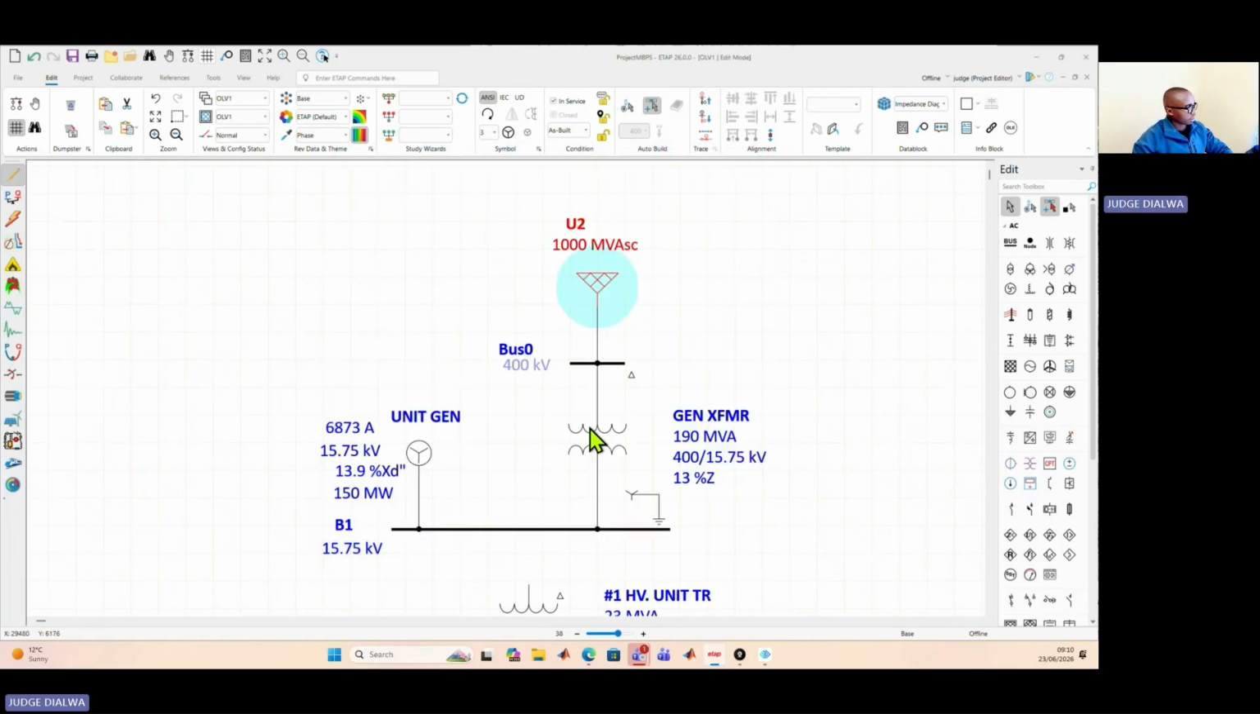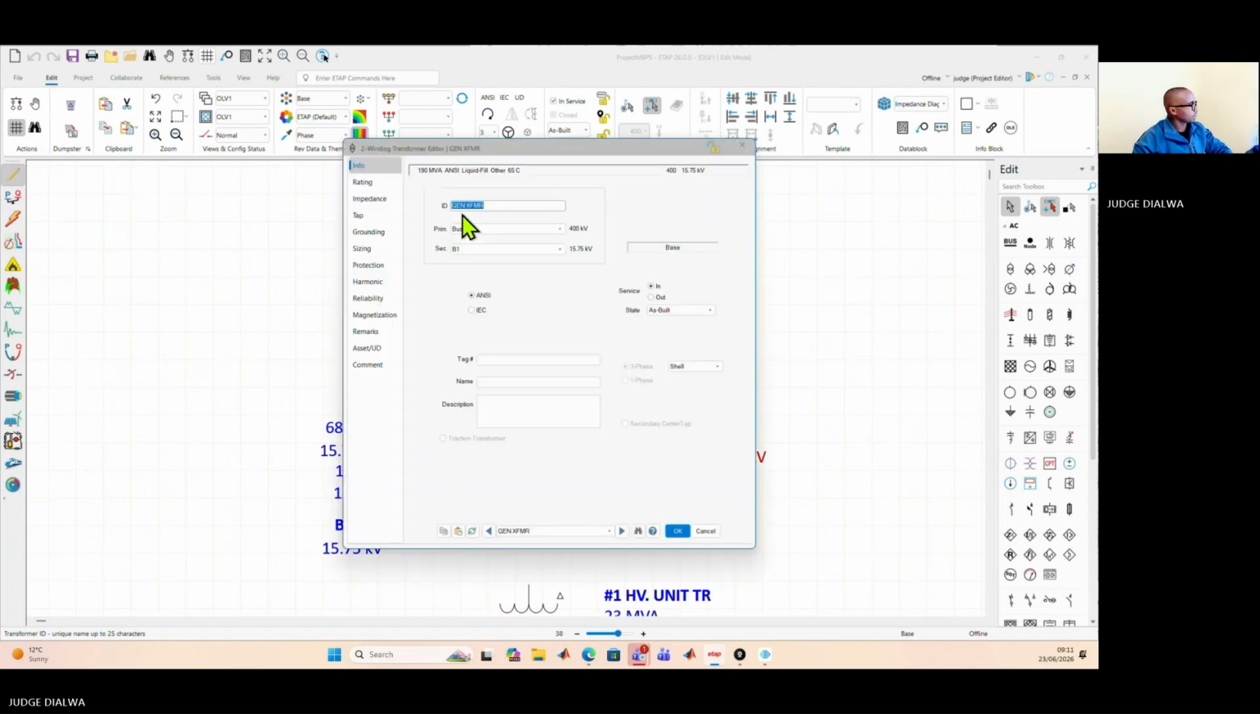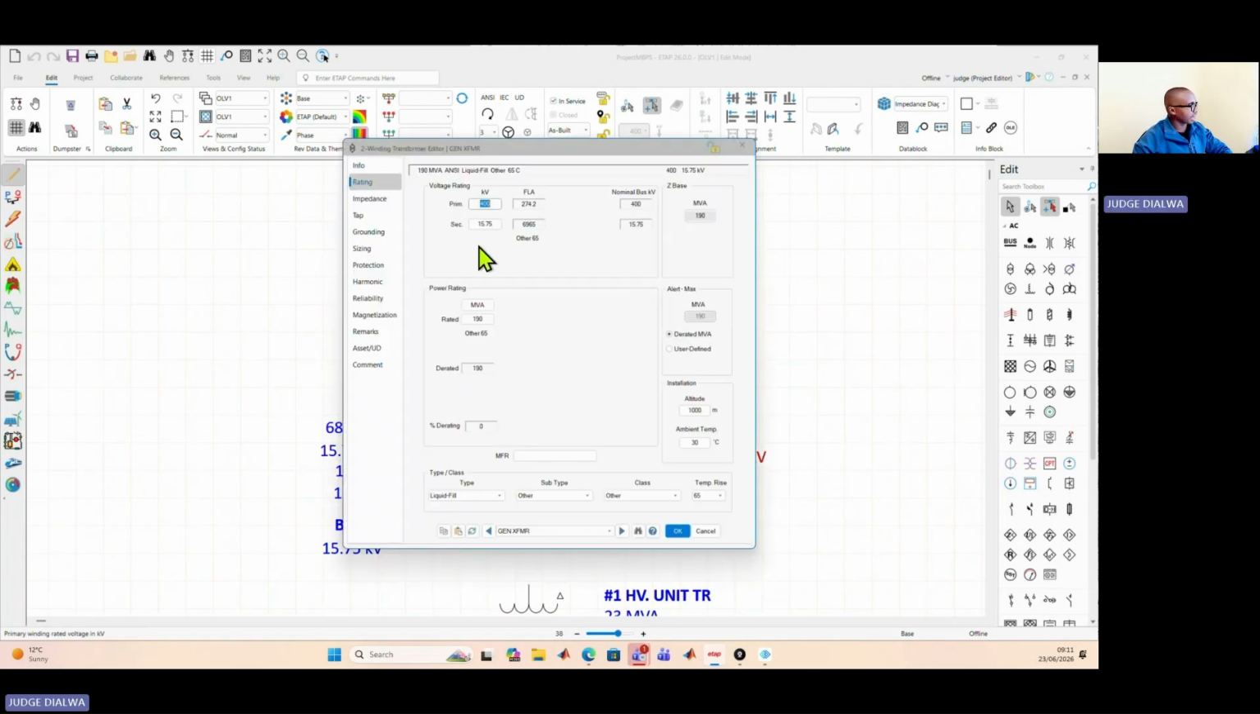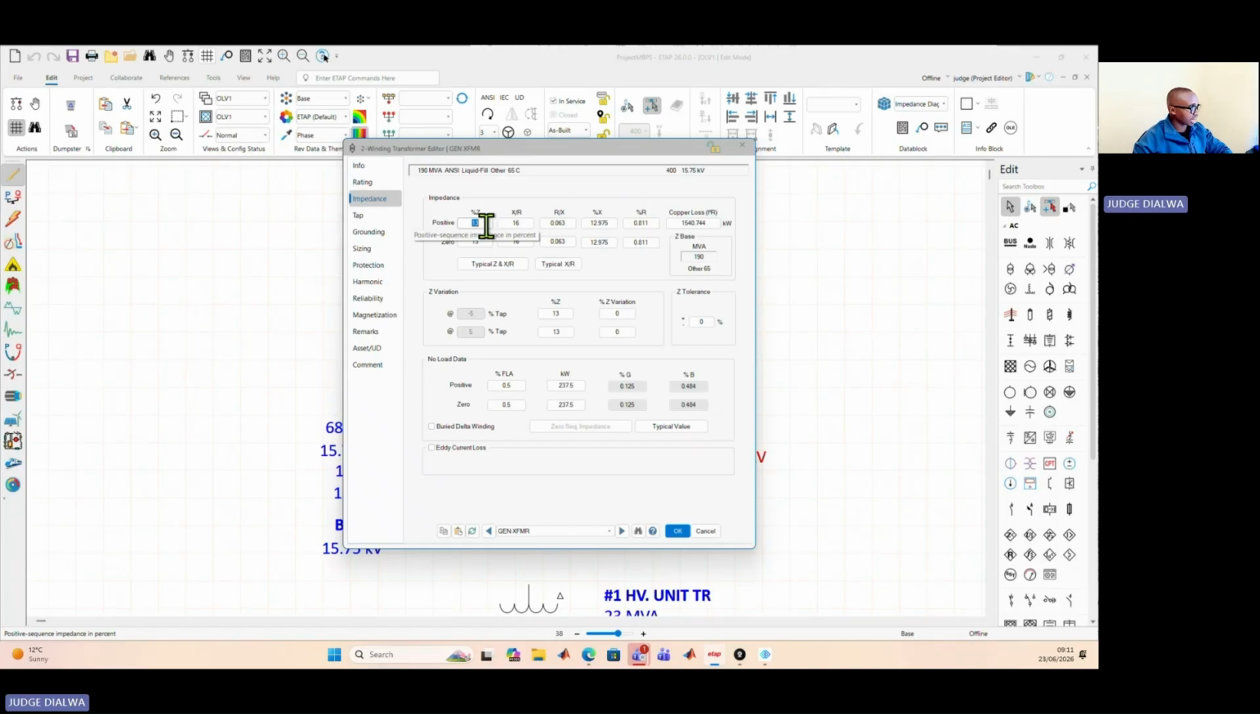Our generator transformer, same as this, I had to enter these ratings: 400 primary rating, 50.75 secondary winding rating. It's 190 MVA. This is data that I had to manually enter given our specifics from the last video. And the impedance rating, this X/R, this percentage impedance is manually entered. These are not typical impedance or X/R values. These are manually entered, right?